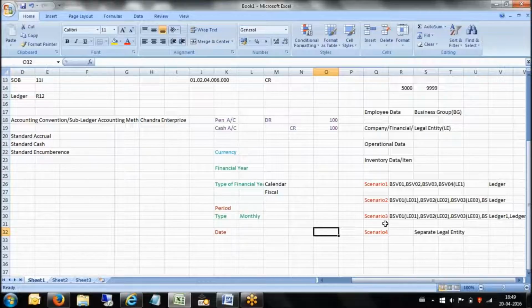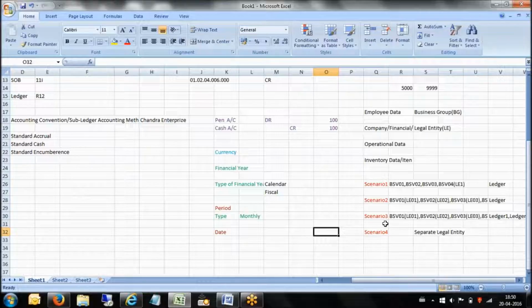Okay. Scenario 3 is balancing segment 1 to 1 to legal entity, and each legal entity will have its own ledger. So one balancing segment, one legal entity, one ledger. Or it may be this way also, that 2 LEs are associated with one ledger, 1 has one separate ledger, and 3 have one separate ledger. So it is a combination of 1 and 2: you have either one ledger or a shared ledger.